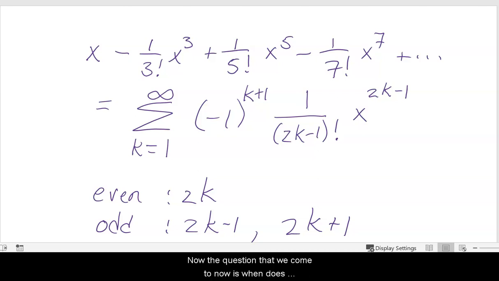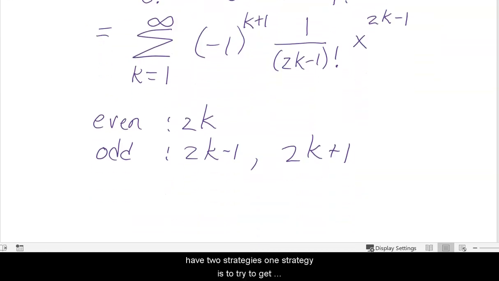Now the question that we come to now is, when does this converge and when does it not converge? To determine whether or not it converges, remember you have two strategies. One strategy is to try to get everything that depends on the subscript or the index of summation into parentheses with a power related to the index of summation outside. Unfortunately, we have 2k minus 1 here. It is not being raised to the k power, but it does depend on k because I have k there. That means I cannot write it in a purely geometric form.